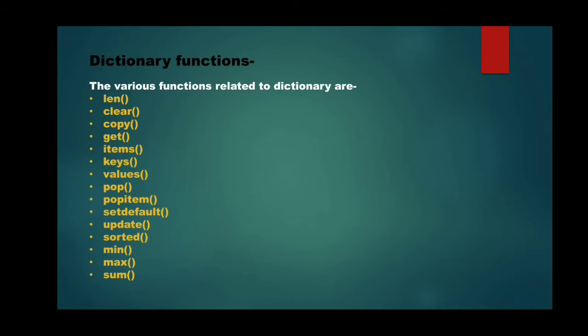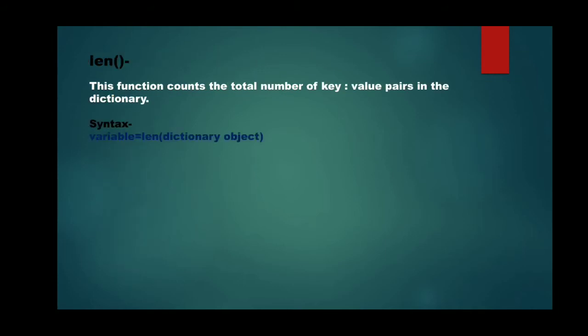Now starting with the very first function, that is your len function. See, this len function is not a function of dictionary, but it works with dictionary also. You have studied this function with strings also, with lists also, right? Now this function works with dictionary also. In case of dictionary, it counts the total number of key value pairs in the dictionary, right?